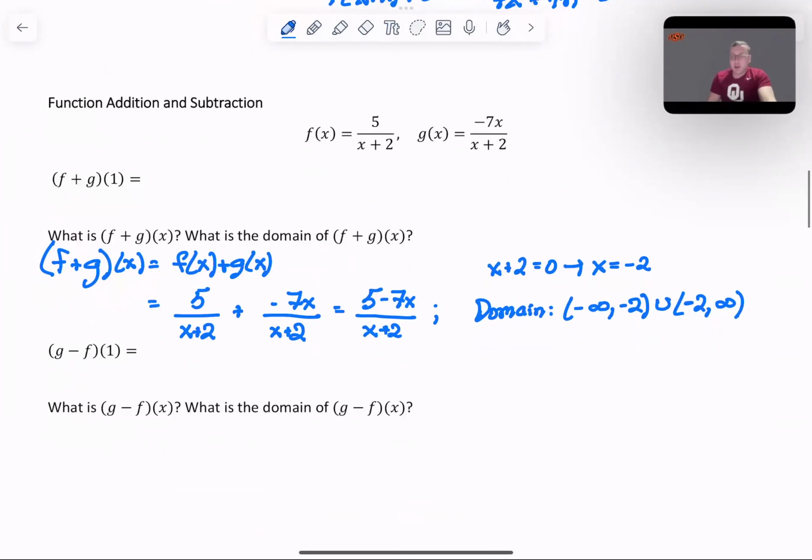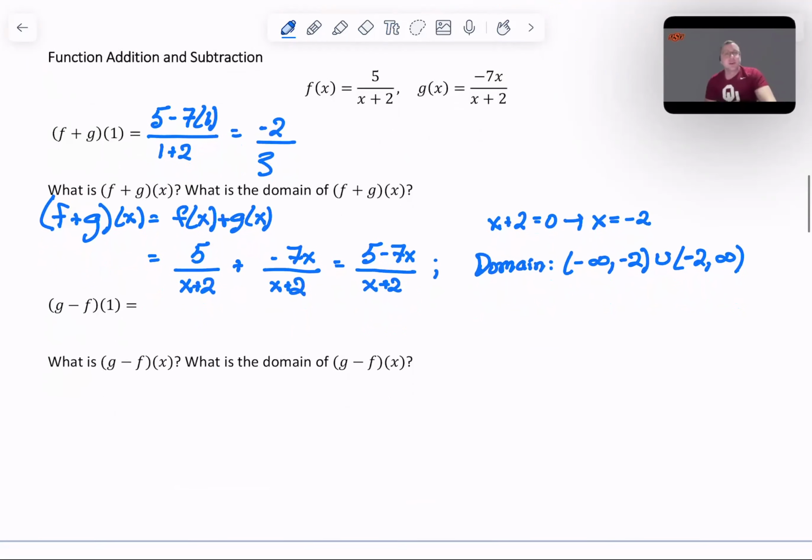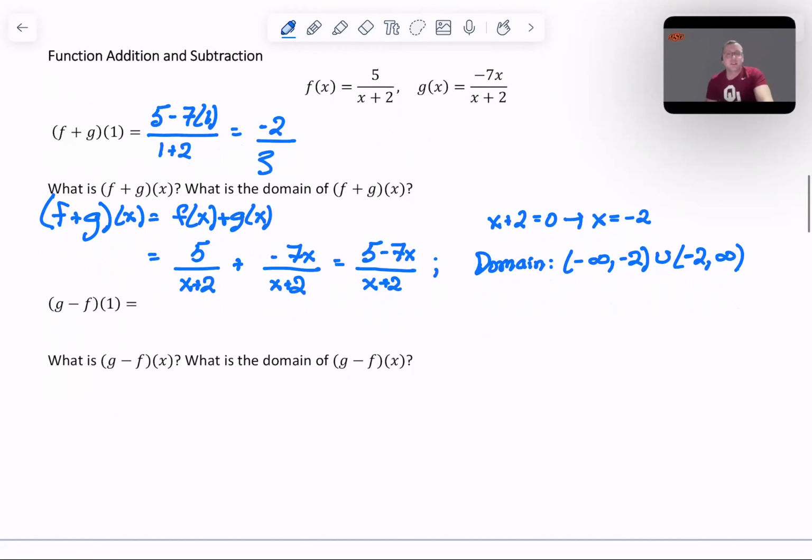So now I know the functional form of f plus g of x. Now let's just plug in 1. If I do that, this is just 5 minus 7 times 1 over 1 plus 2, right? And if I do the numerator, that's 5 minus 7, or minus 2. And the denominator is 1 plus 2, or 3. So f plus g of 1 is just minus 2/3.